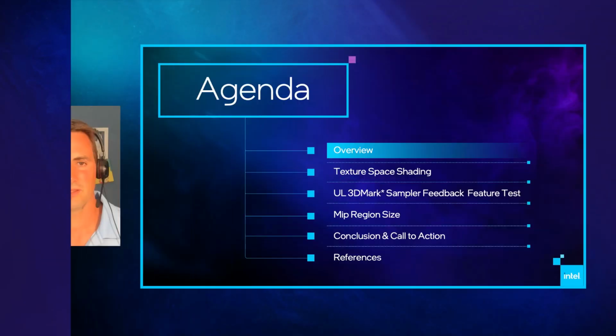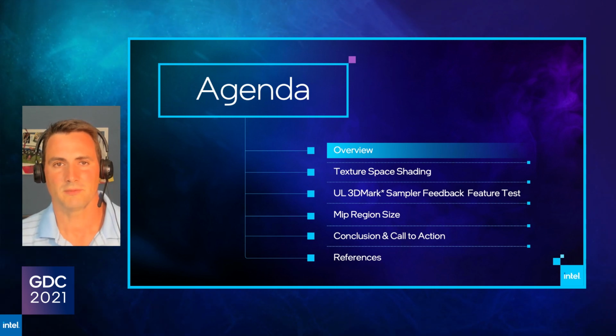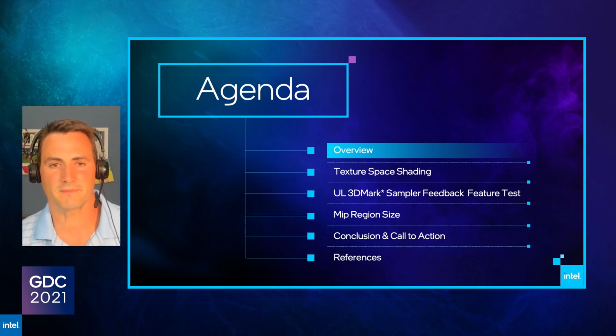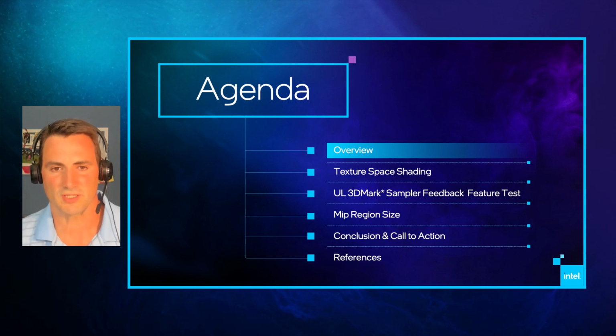I am pleased to be here today with my teammate Alan Hux, and we are going to be talking to you about DX12 sampler feedback. DX12 sampler feedback will enable developers to maximize GPU performance in new ways and unlock new GPU algorithms. Sampler feedback is one of the new features introduced last year as part of DX12 Ultimate. This sampler feedback session will focus on texture space shading. We will also be leveraging learnings that we have picked up from UL's 3D Mark sampler feedback feature test.